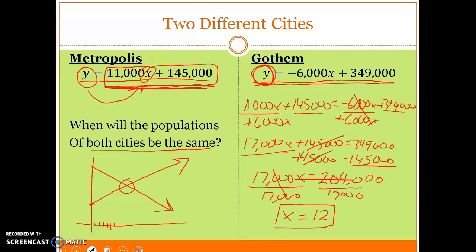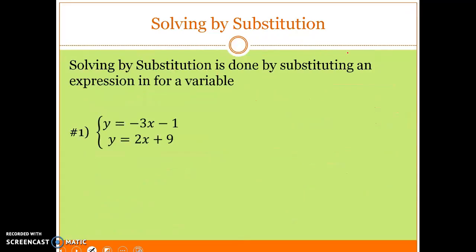In 12 years, they're going to have the same population. And so I could plug 12 into both of these equations. And I believe if I plug 12 into both of these equations, Metropolis will have a population of 277,000, and so will Gotham have a population of 277,000. And the two cities will have the same population in 12 years. Let's go on, let's take a look at a different problem.